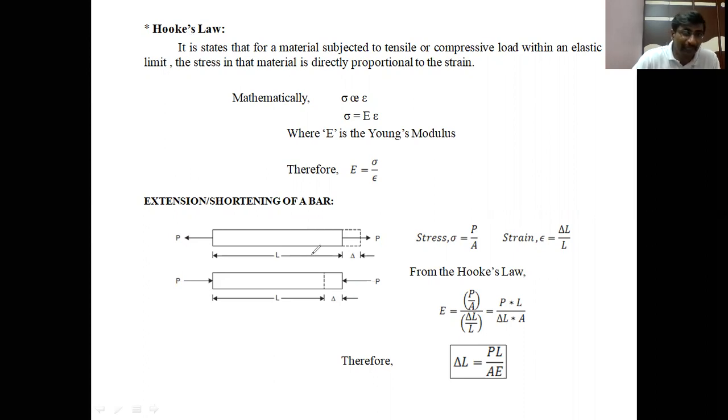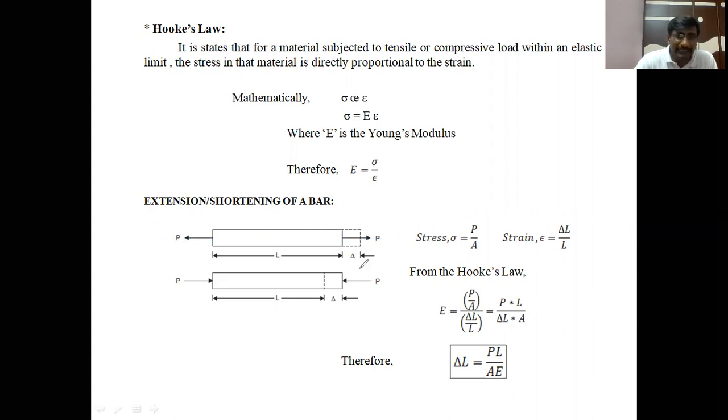Based on Hooke's law, we can derive the equation for the elongation or decrease in length of a member by applying the tensile or compressive load. This is the extension or shortening of a bar. Bar means a member or a rod, a solid member. In the first diagram, we are applying the tensile load on this member. Tensile load means the pulling load, in the outward direction on the member.